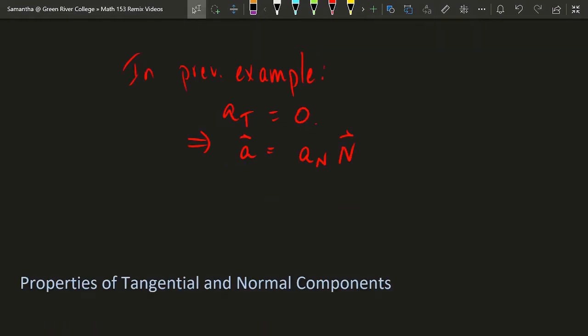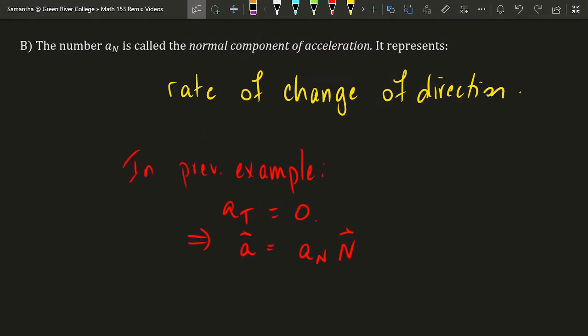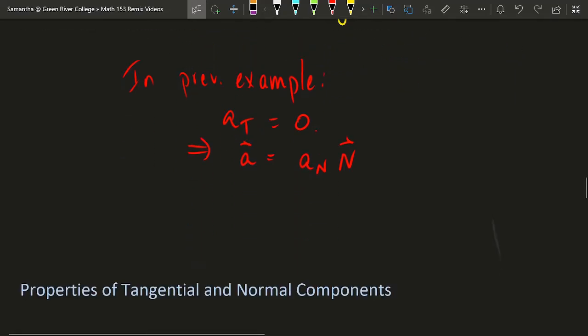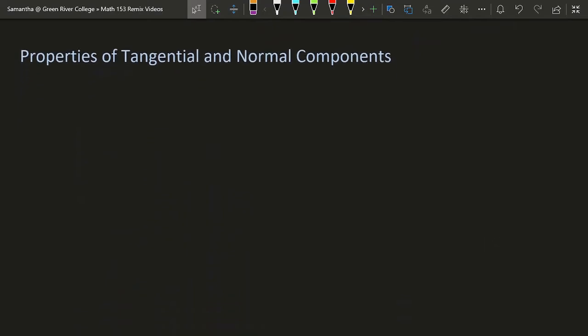Now, the tangential and normal components of acceleration, these two numbers, a sub T and a sub N, have a couple of interesting mathematical properties. And the first interesting property that we will be able to use is a very simple way of calculating these two numbers. The first property that we will use is that a sub T is equal to just the dot product of the acceleration vector with the tangent vector.